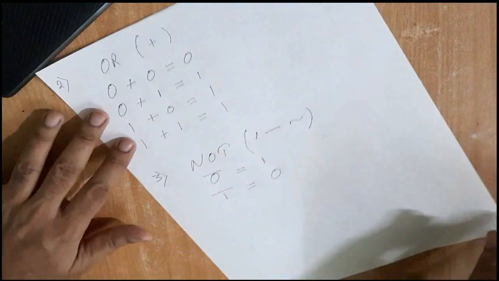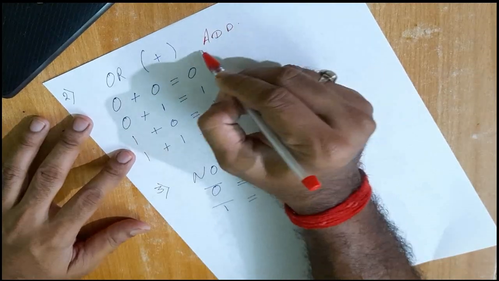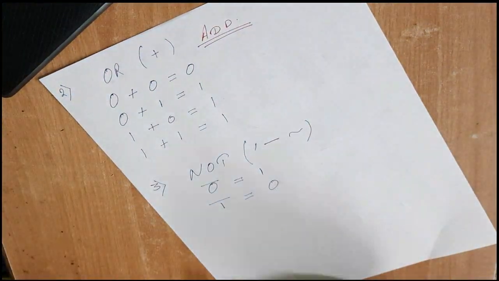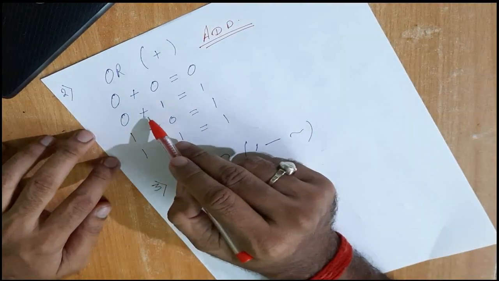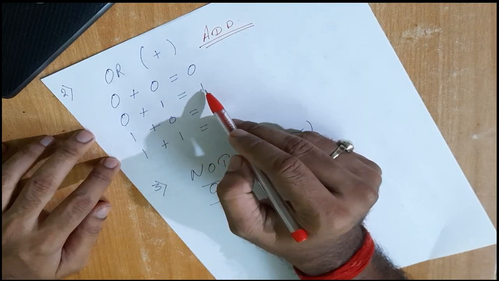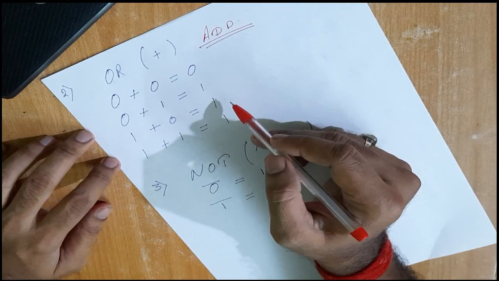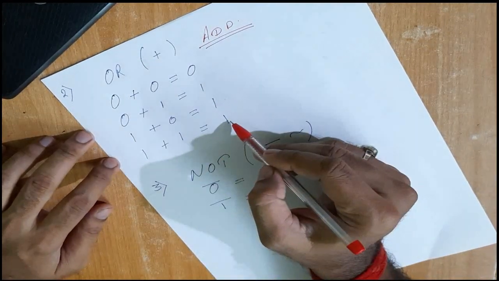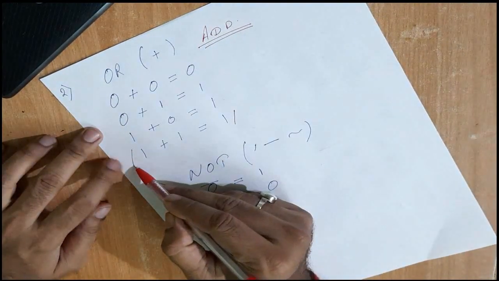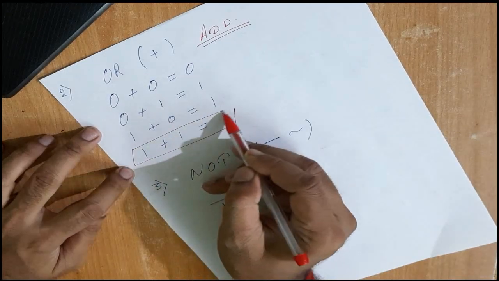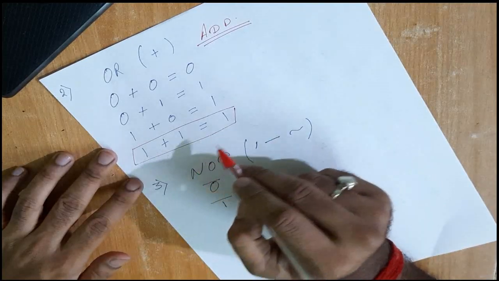Next one is the OR operator. It stands for add. So 0 plus 0, the answer will be 0. 0 plus 1, the result will be 1. 1 plus 0, the result will be 1 again. 1 plus 1, the result is 1. Now, here there's a change. Students, 1 plus 1 should be 2. But in Boolean algebra, it is 1.